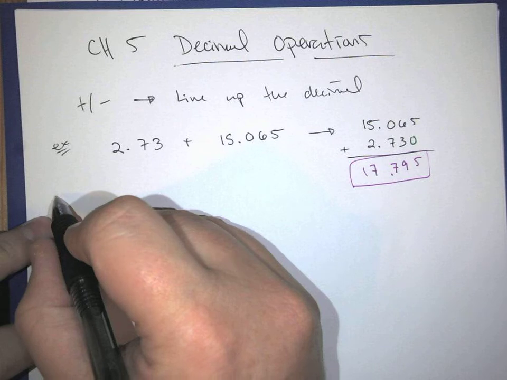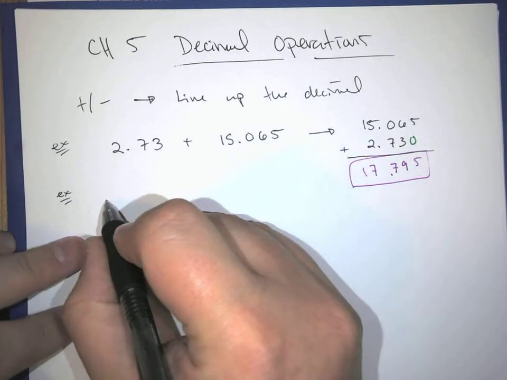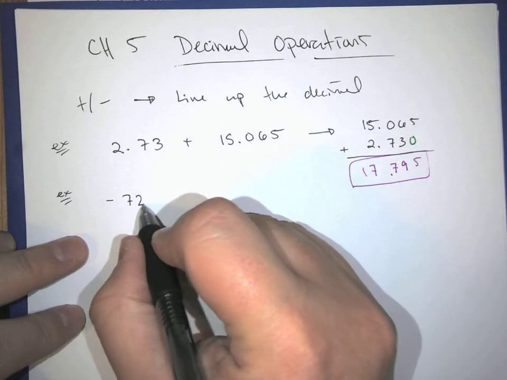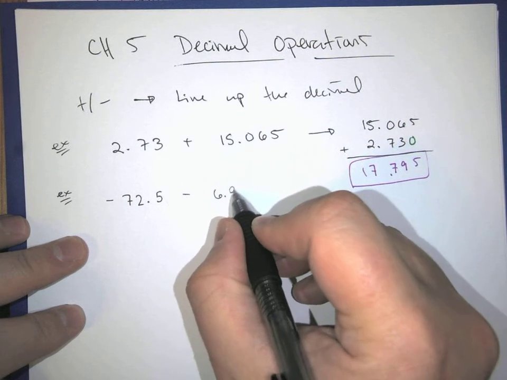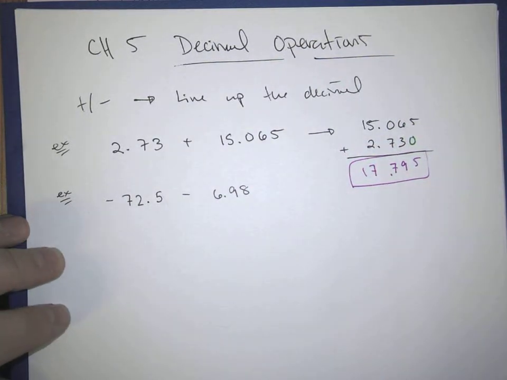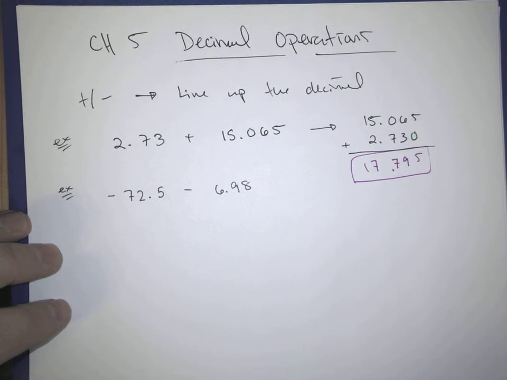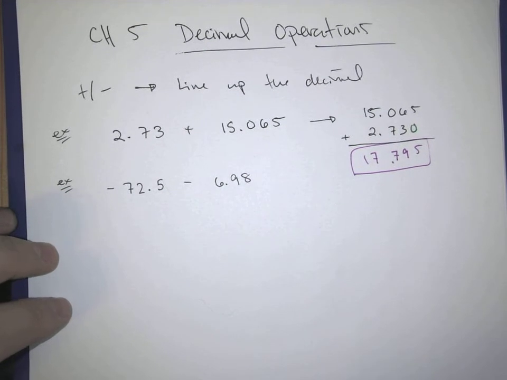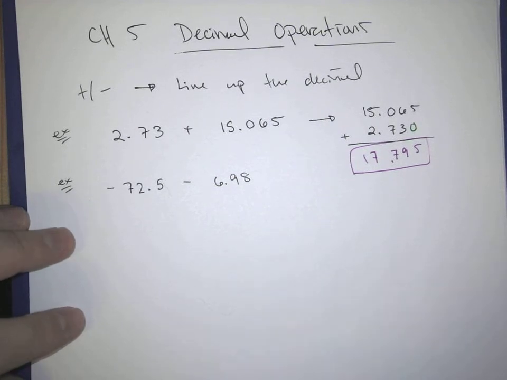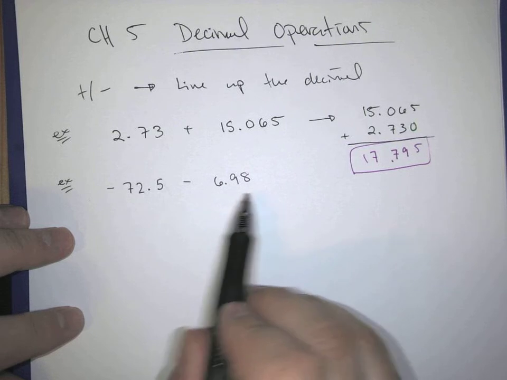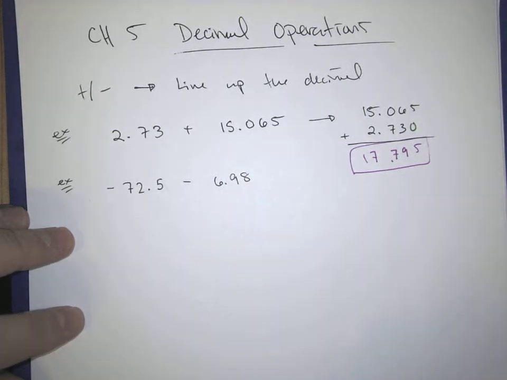The only thing, in theory, if you start to mix up, let's do negative 72.5 minus 6.98, let's say. So this is a negative number, and we're subtracting off of it. What that means is we're going to get a bigger negative value, right? This is 72.5, and this is almost 7, so this is going to be just shy of a negative 79.